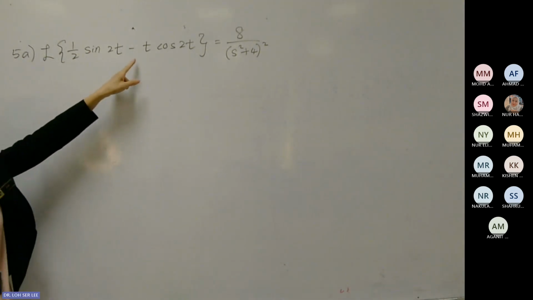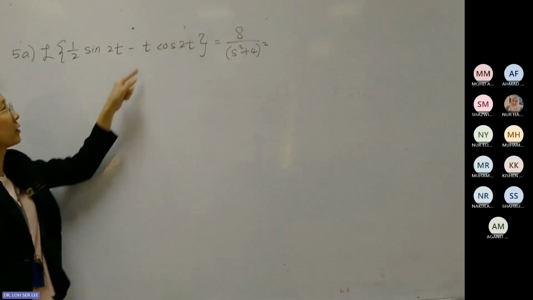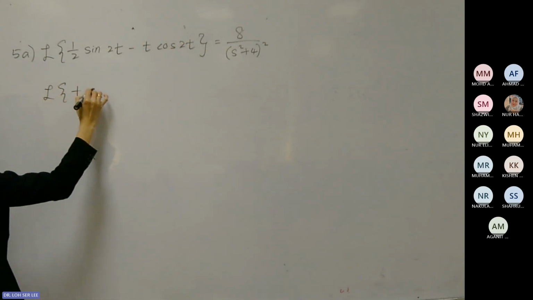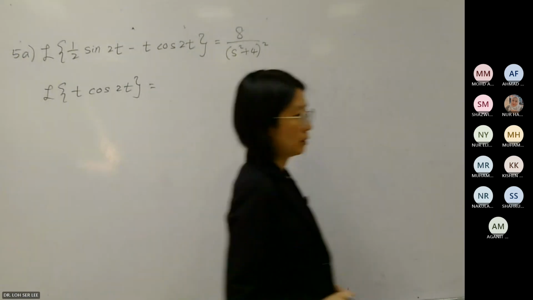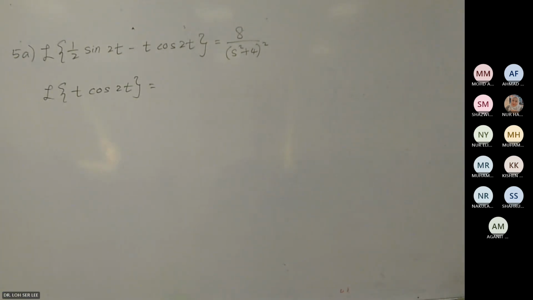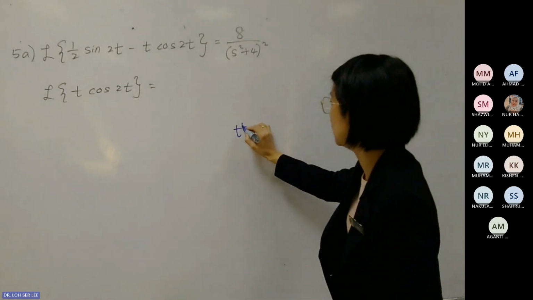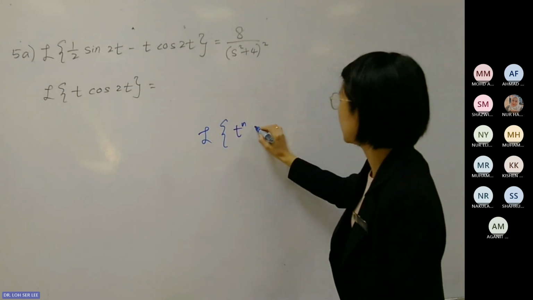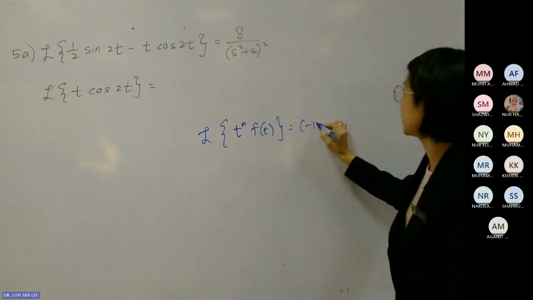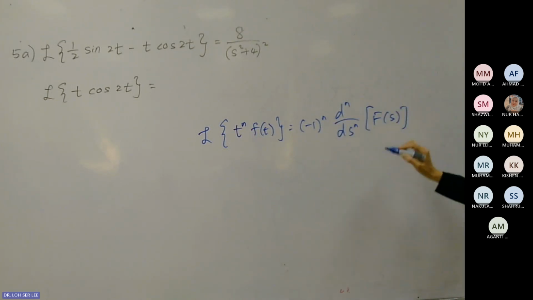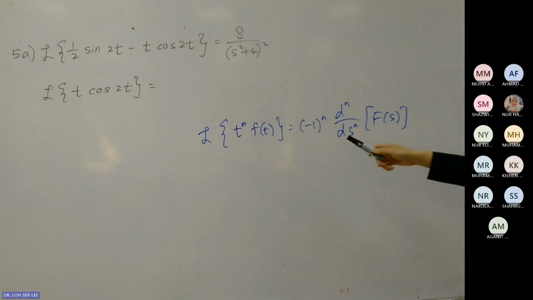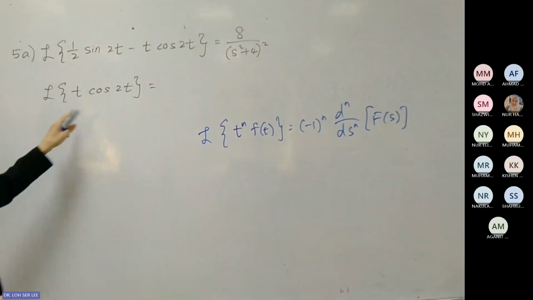So we start with this one first. We Laplace transform t cos 2t. According to the formula, you have to identify the n. The formula is the Laplace transform of t^n f(t) equals (-1)^n d^n/ds^n F(s). So you have to identify the n. N is 1.